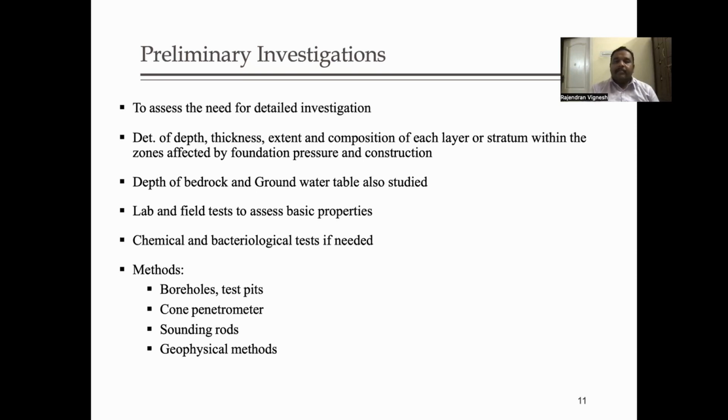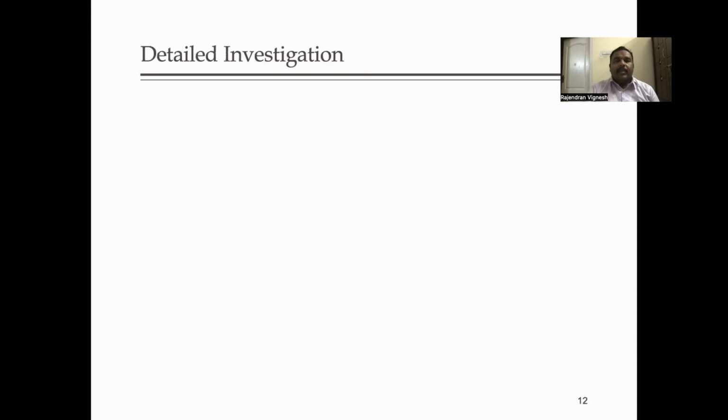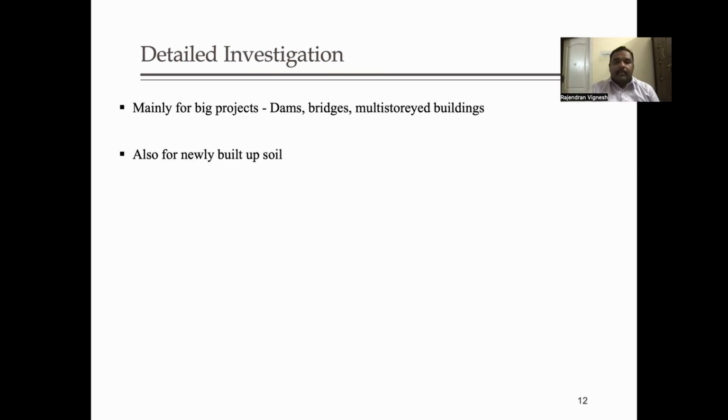Then what are the different types of methods available in the preliminary investigation? That is boreholes. In boreholes, there are various types of boreholes. Test pits are available, cone penetrometers, sounding rods, and geophysical methods are also available for this. So when we go for detailed investigations, we will go only for the detailed investigation for major projects, that is dams, bridges, multi-story buildings, skyscrapers, etc. So if there is any new built-up soil available, we will go for the detailed investigation.